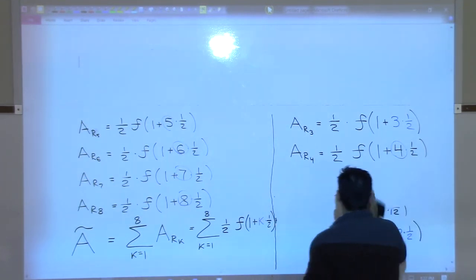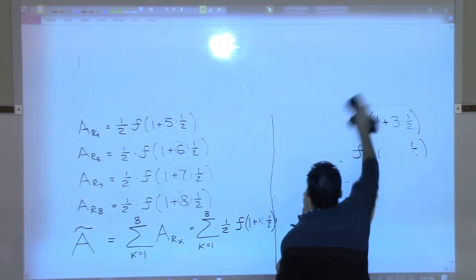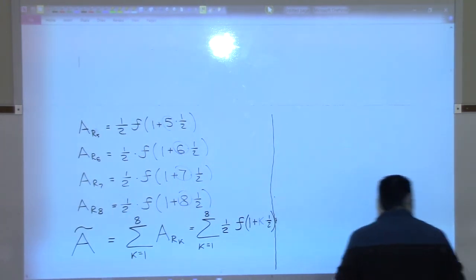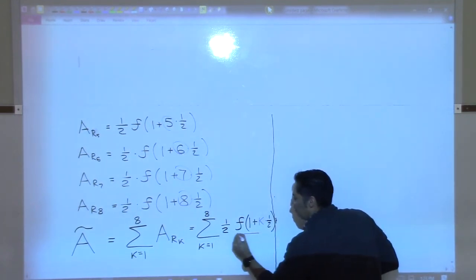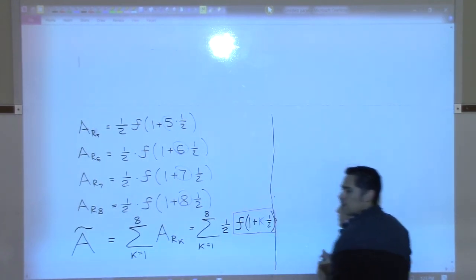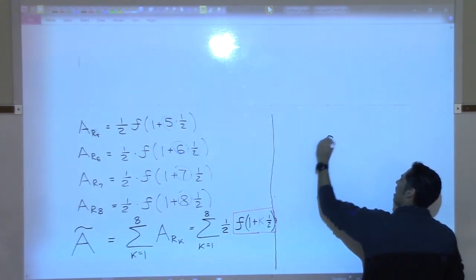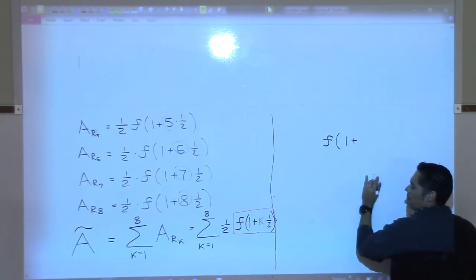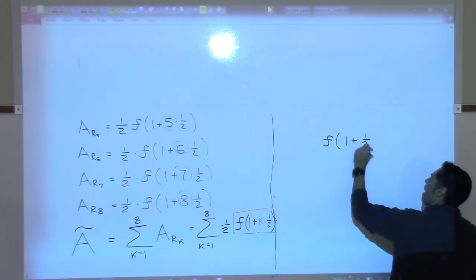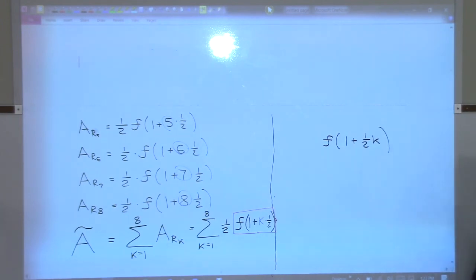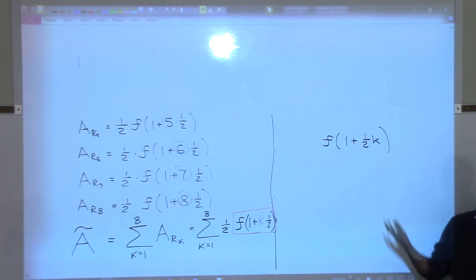So what we can do now is we can actually ask ourselves, what is this? What is that? So let's just kind of go to the side here and do a little scratch work. If I ask you right now, what is f of 1 plus 1/2 k? If I ask you that, can you tell me what that is? Do we know what the function f is that we're working with? It's x squared, isn't it? Isn't the function we're working with right now x squared? Yes. So if you plug something into that function, what does it do to it? It squares it, right? That's all it does.